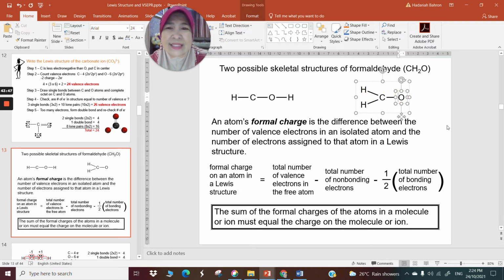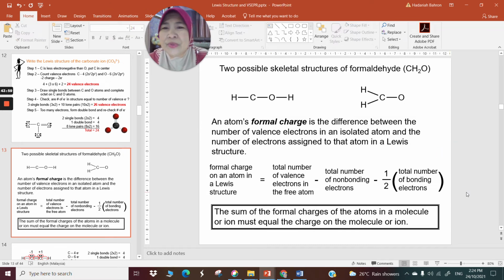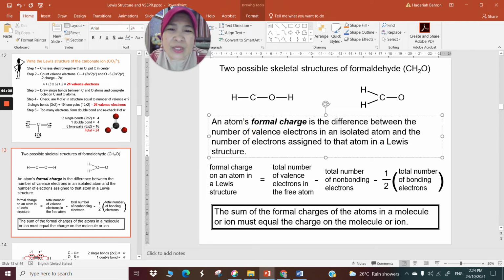The skeleton can look like this. Either the carbon takes in 2 hydrogen and 1 oxygen, or you do it linearly like that. So, how do you determine which of the 2 skeletons is more appropriate? That is what happens when you have to consider formal charges.